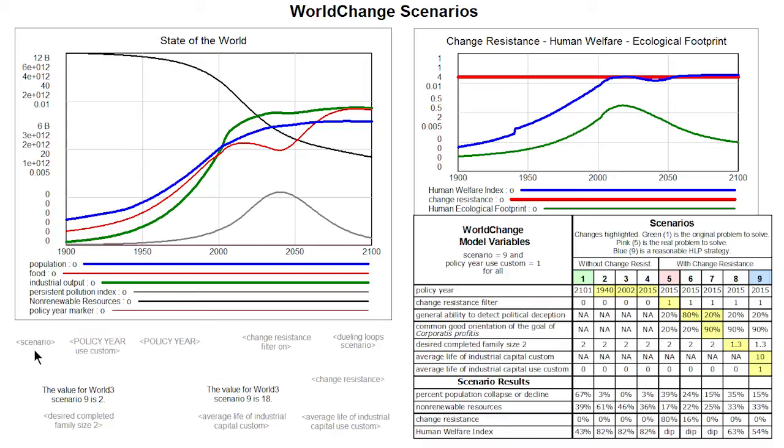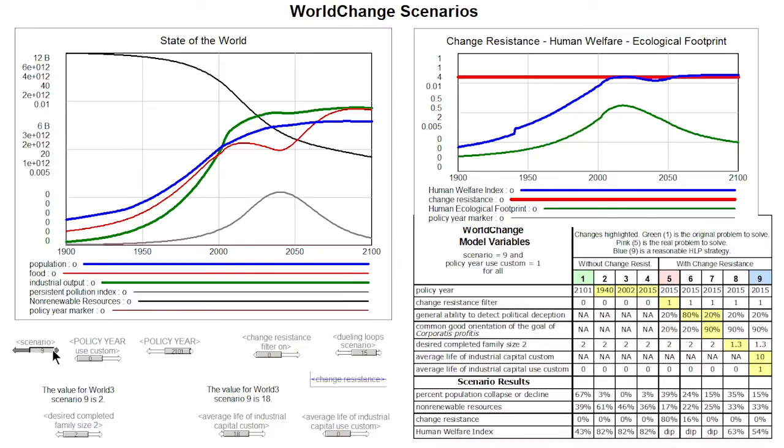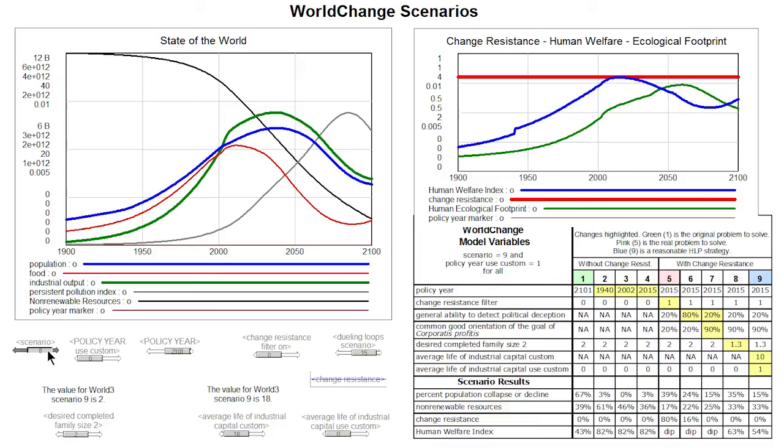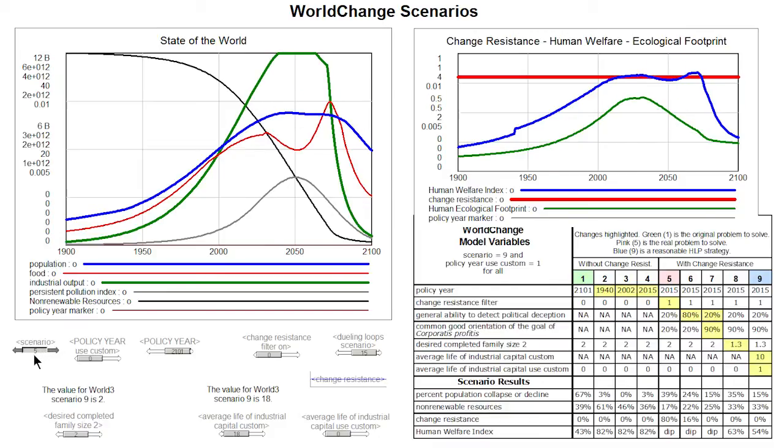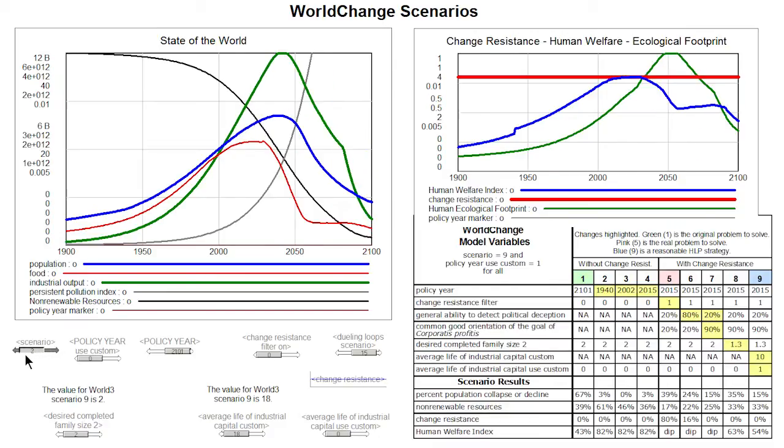Let's see how this works by starting the model. Right now we're at scenario 9, and we can instantly select any scenario. Let's move it back to number 2. To us, this is the most famous and influential graph in the world. It approximates what will happen if business as usual continues. It's the problem to solve.